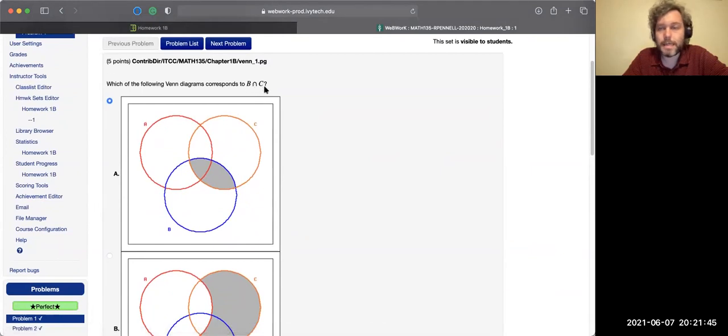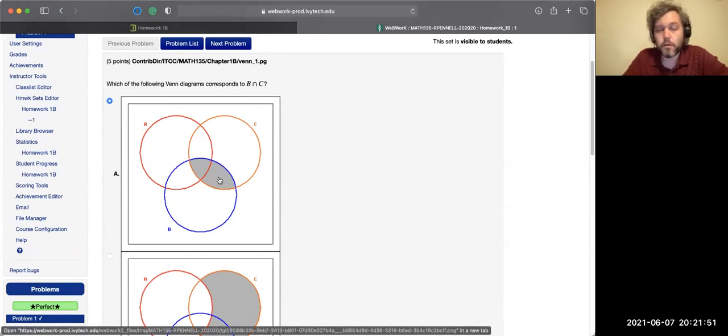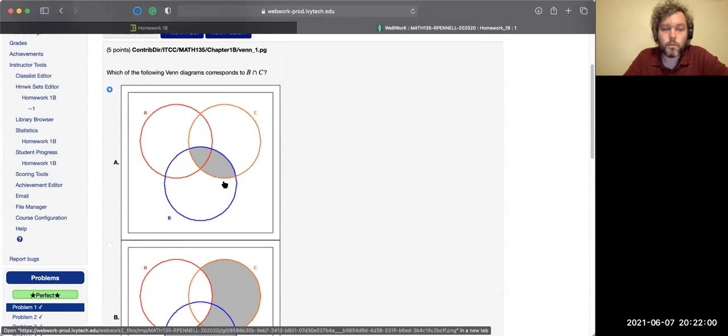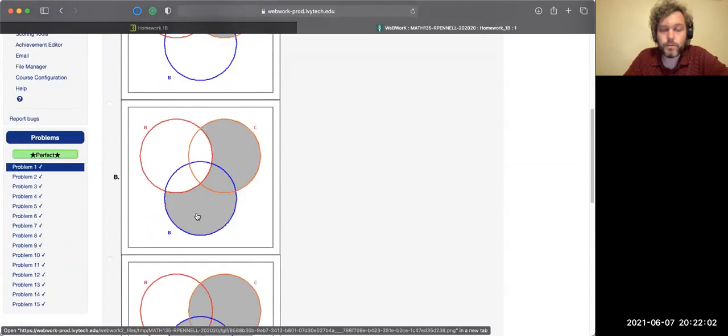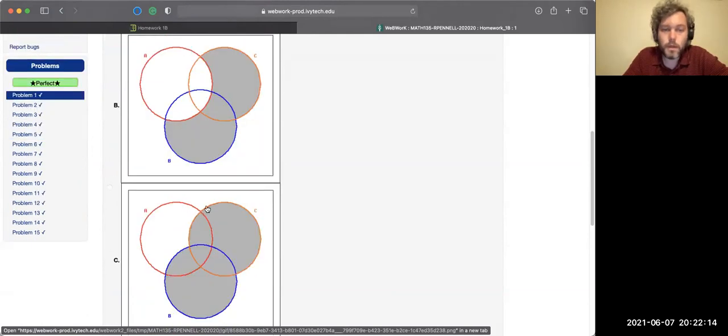Okay, so B intersects C. This is what B and C have in common. Actually, the first one here works. We have A, B, and C. What do B and C have in common? They have this little sliver here. We can see that this is not true. This is the part of B that has nothing to do with A, the part of C that has nothing to do with A. That's not what B and C are.